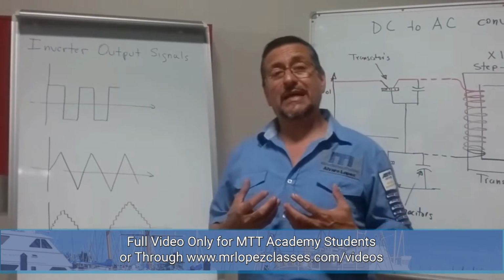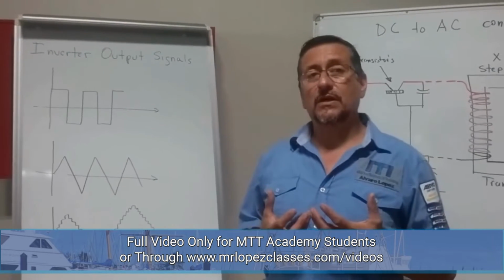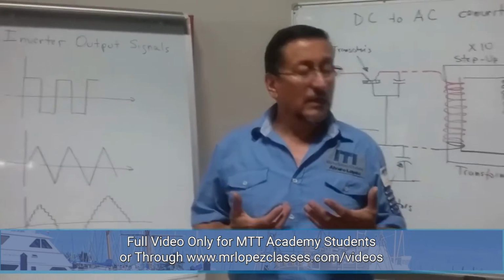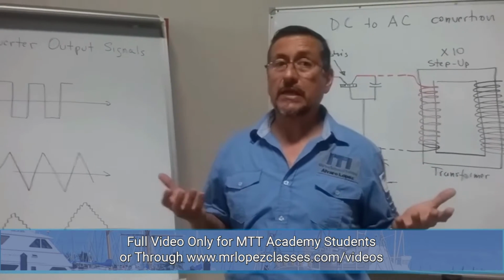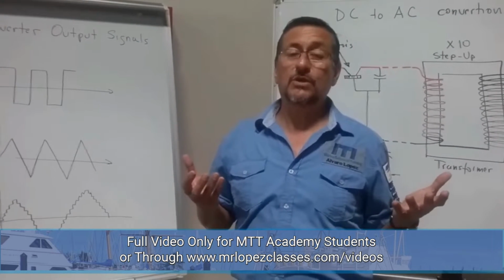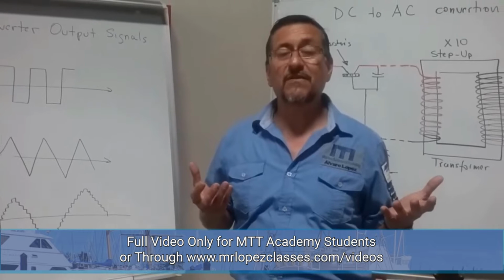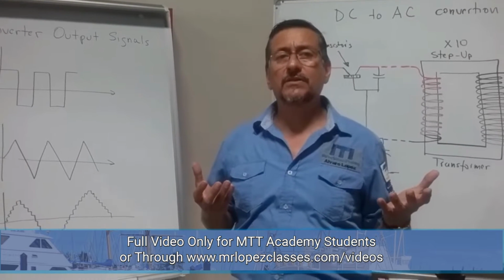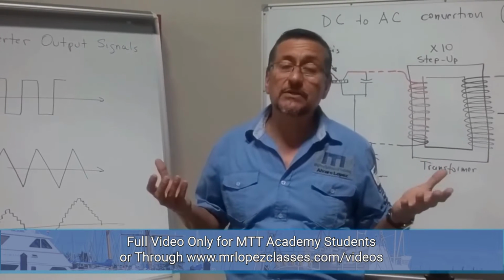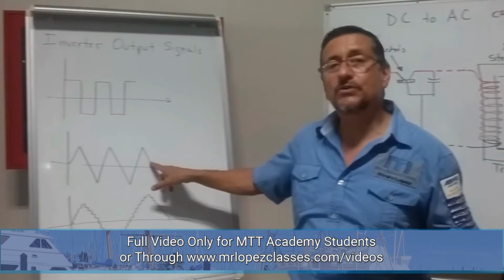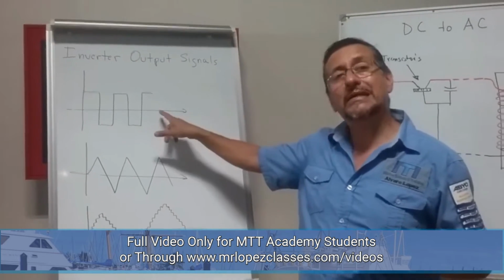Depending on the quality of the inverter is the output signal. There are inverters with high quality, but those inverters are expensive. And there are cheaper inverters. Those inverters produce triangle signals or square signals.